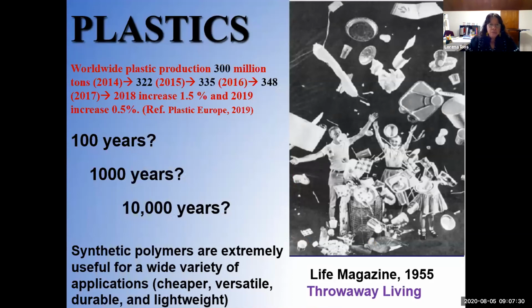And now, the plastic that we are studying is synthetic polymers. This means it comes from petroleum, and we can see how the production is increasing every year since the 1930s. And the main problem is we don't know how long the plastic can stay with us. 100 years, 1,000 years, 10,000 years, I don't know, maybe forever.